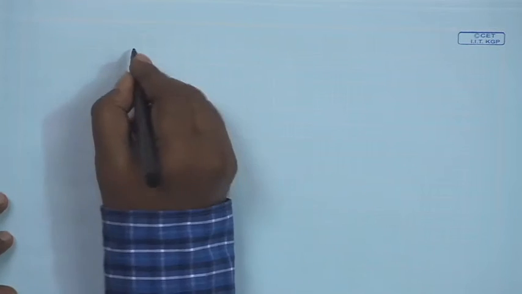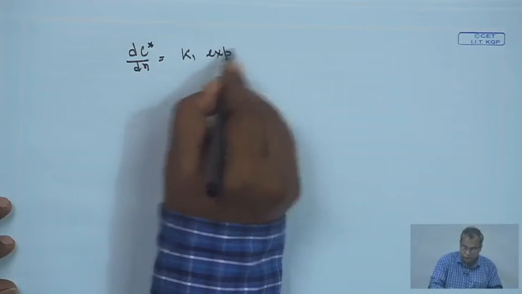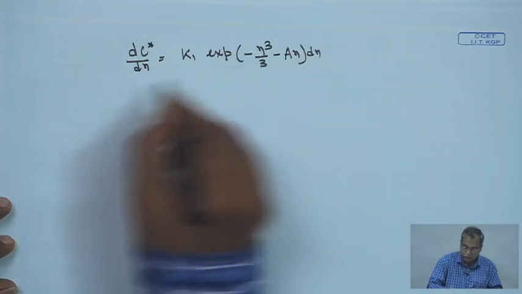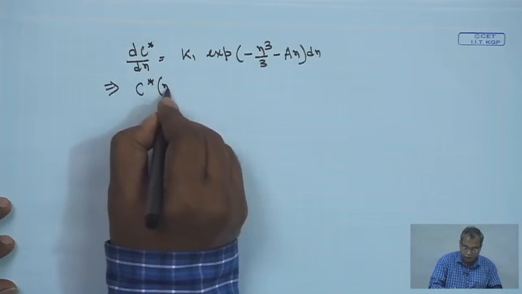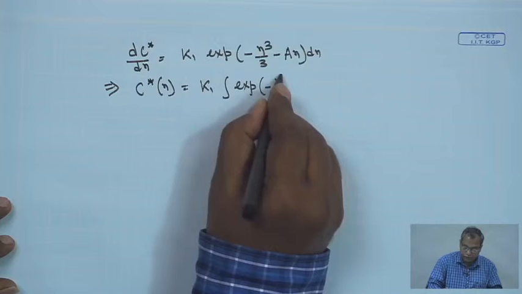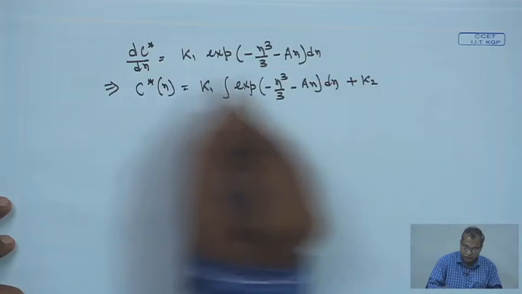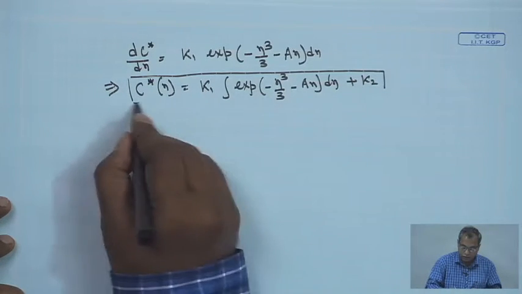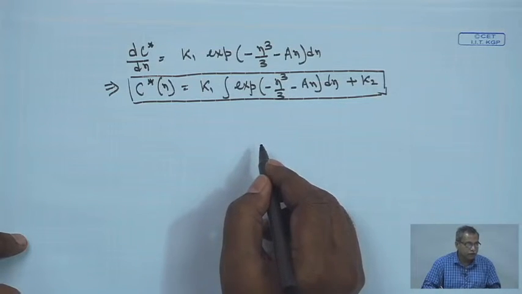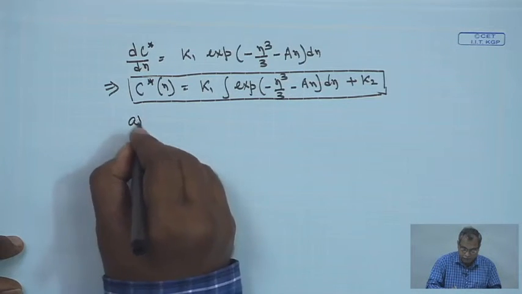So, d C star by d eta is equal to k 1 exponential of minus eta cube by 3 minus a eta. One more integration will give you the expression of C star as k 1 times the integral of exponential of minus eta cube by 3 minus a eta, d eta, plus k 2. So, this will be giving you the complete profile of concentration within the mass transfer boundary layer. And now, we evaluate the integration constants k 1 and k 2 from the boundary condition at eta equal to 0.